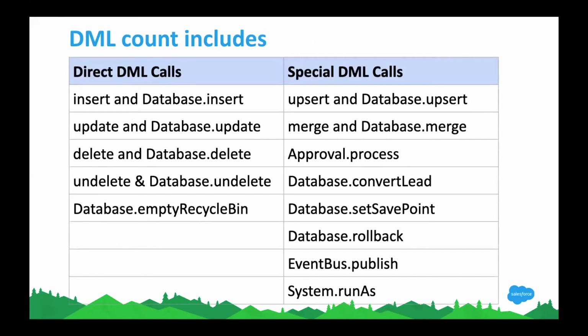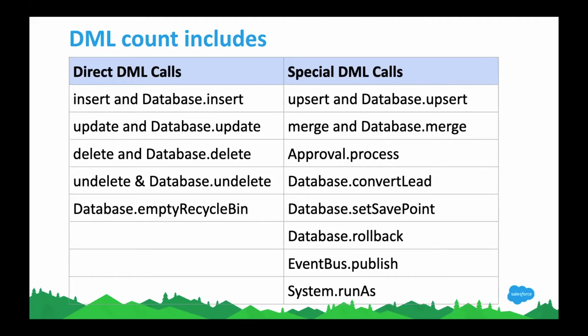And for the next one, these are a few calls that include DML count. Okay, we might know this. For example, insert, update, delete, and undelete. This is going to cost a DML count. And on the flip side, we have database.insert, database.update, database.delete, database.undelete, and database.emptyRecycleBin on the left side of the column. Yeah. So on the right side, you have upsert, merge, approval, database.convertLead, database.setSavepoint, rollback, publish, and runAs. These are all the commonly used DML statements that consume DML count.